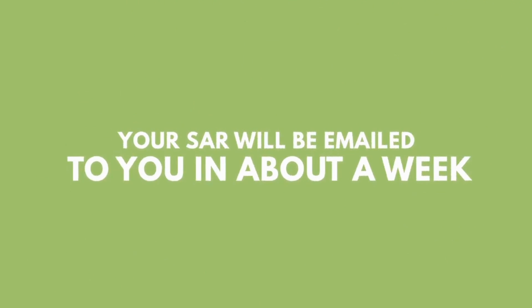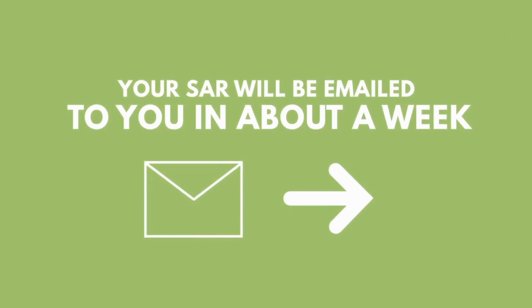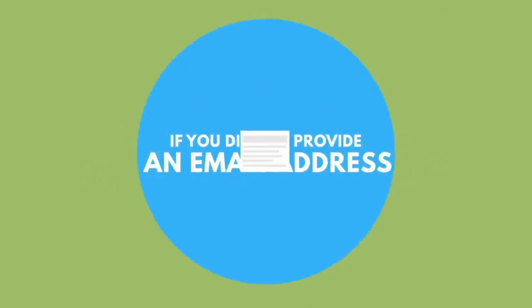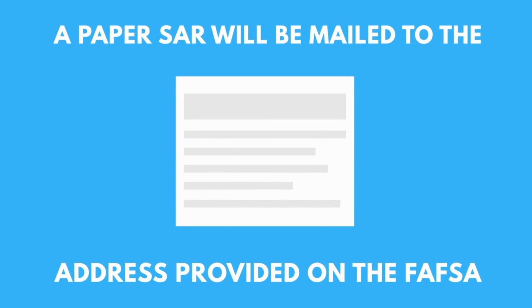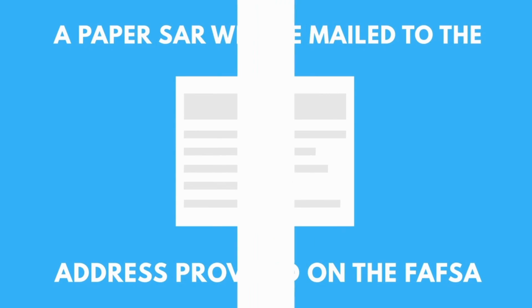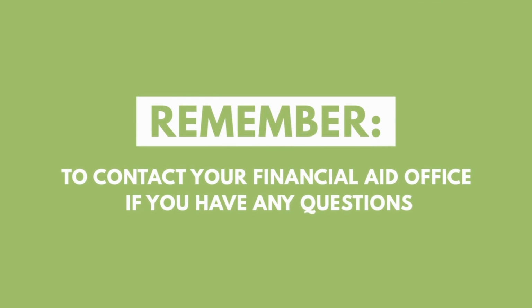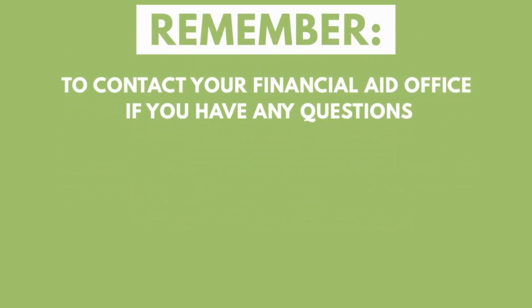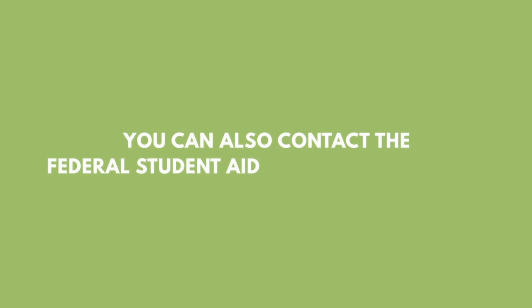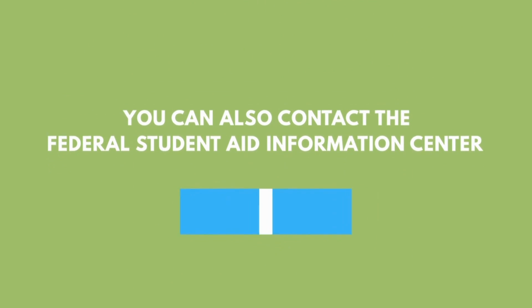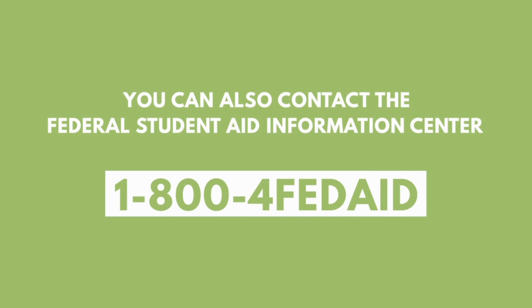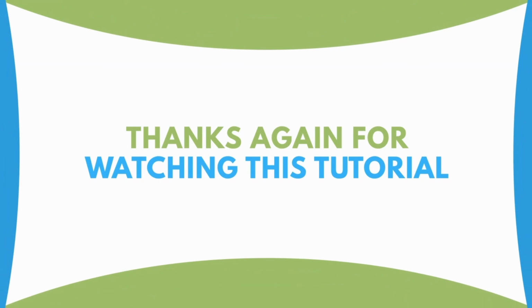Your SAR will be emailed to you in about a week. If you do not provide an email address, a paper SAR will be mailed to the address provided on the FAFSA, which could take up to 6 weeks. Remember to contact your financial aid office if you have any questions. You can also contact the Federal Student Aid Information Center at 1-800-4FED-AID. Thanks again for watching this tutorial.